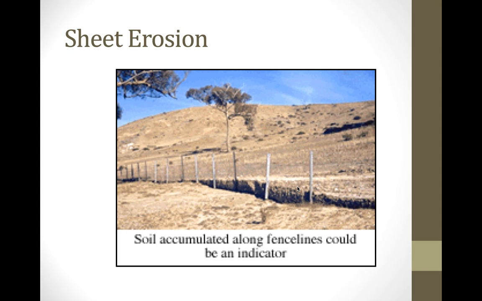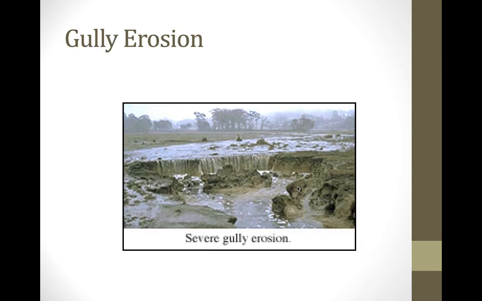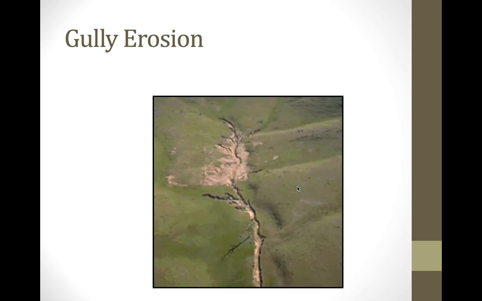It's basically all coming down at one time, in layers versus in one big gully, which is what you're going to see here. So this is a severe example of gully erosion, and you can see that the water has just run and it has dug ditches into the ground. Another picture of gully erosion right here.